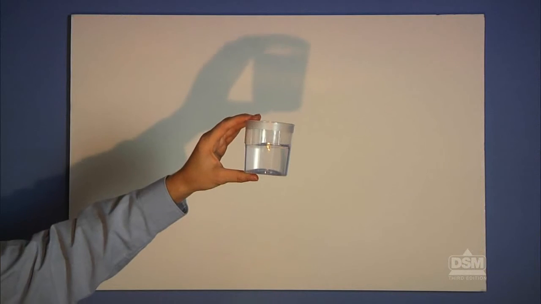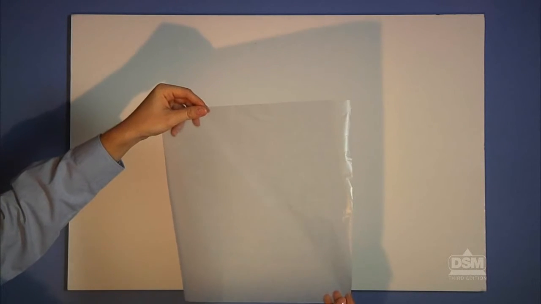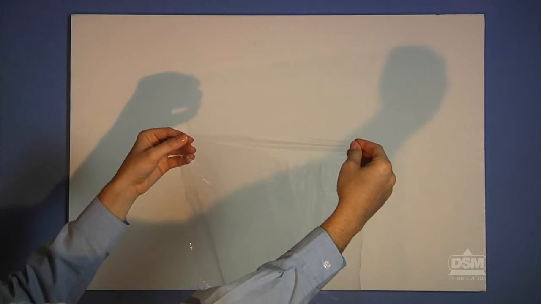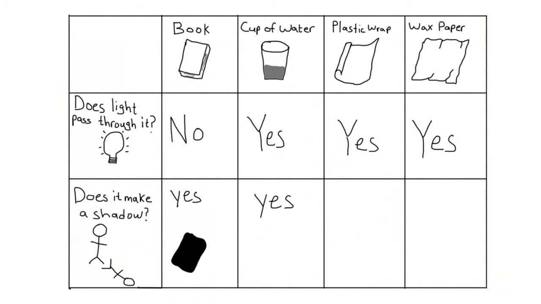Next, ask the students about each of the other objects they tested. The students should see that the tumbler of water and waxed paper cast faint shadows, and the plastic wrap casts almost no shadow at all. Record the students' responses by shading in light shadows under the tumbler of water and the sheet of waxed paper, and even lighter shadows under the plastic wrap on the second line of the chart.